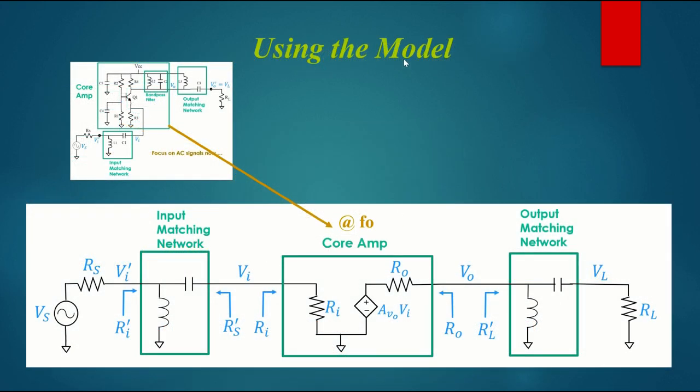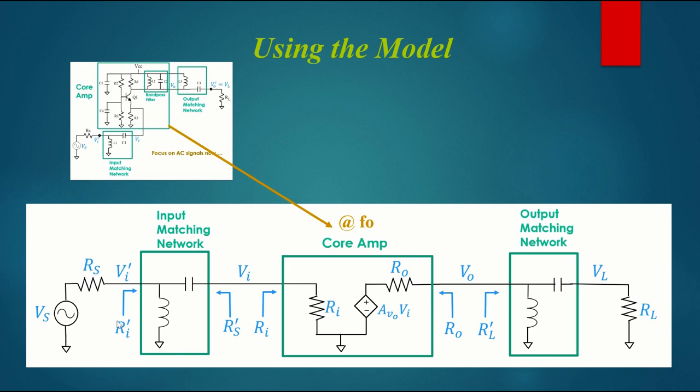Using that simplified model, here it is down at the bottom center. Remember, it's flanked by an input matching network and an output matching network. And I've annotated the impedances here in this bottom figure. The input resistance is what you see looking in, and that's clear because it's just a resistance to ground here. The source resistance that drives into that is actually modified by this matching network, so I call it RS prime instead of RS.